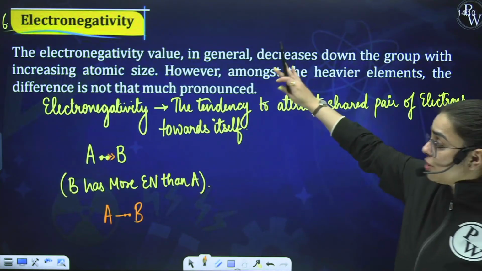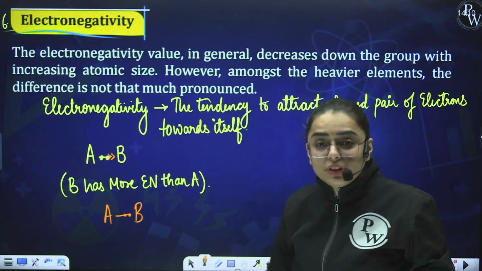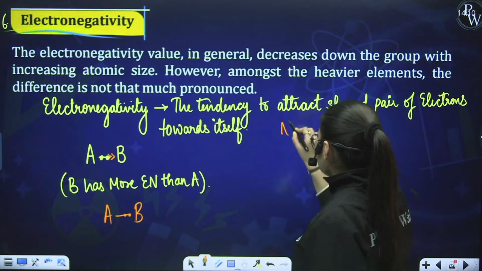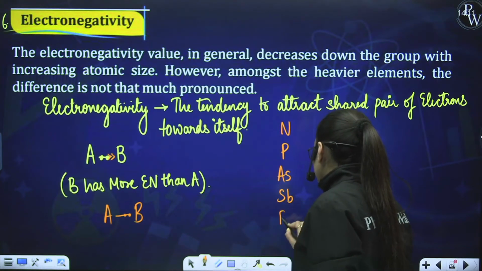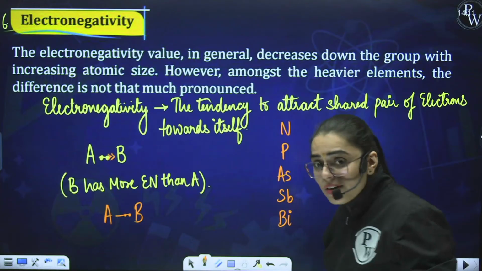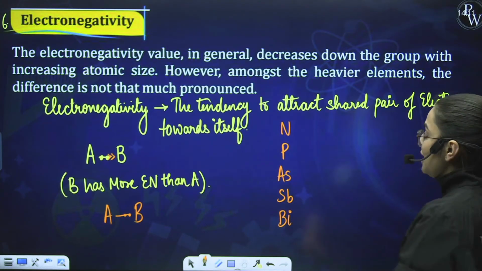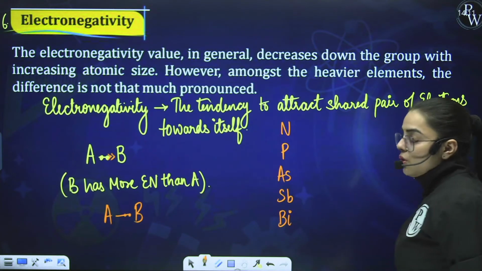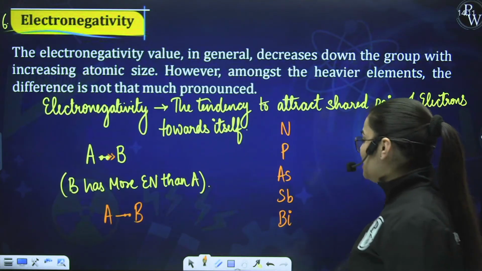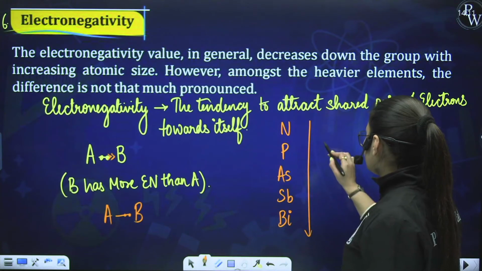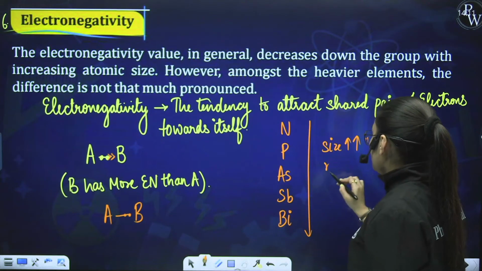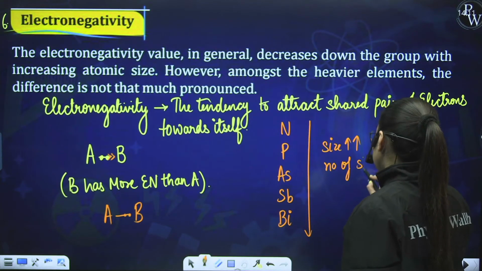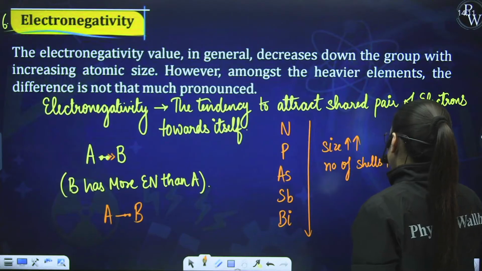Now when I talk about the electronegativity trend in group number 15, let us see. It is nitrogen, phosphorus, arsenic, antimony and bismuth, right? So you also have to write again and again so that you can learn it. Now what will be the electronegativity order? Let me tell you. When you move down the group, the size increases, right? Why does size increase? Because the number of shells increases. Yes, the number of shells increases, so size increases.